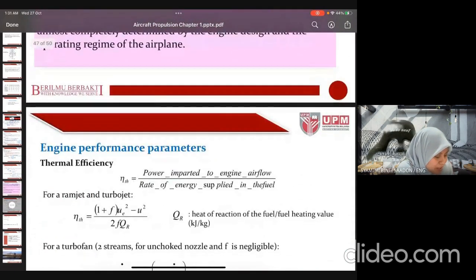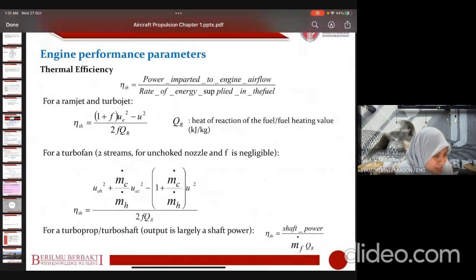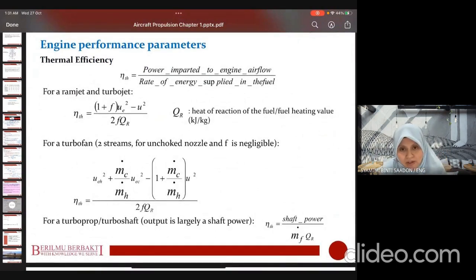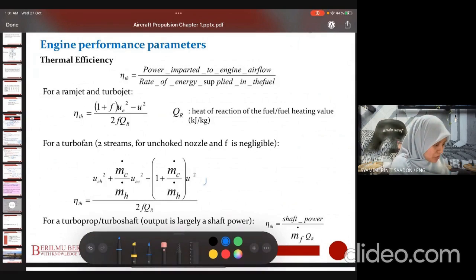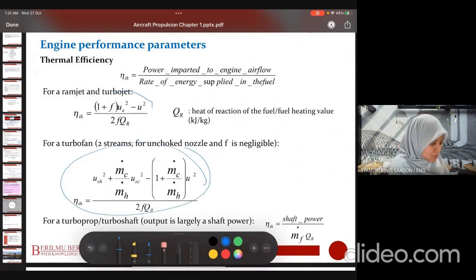Then we also have this extra parameter, thermal efficiency. Thermal efficiency is to evaluate the efficiency of the combustion process, because it is concerned with the thermal energy part, which occurs in the combustion chamber. So we have all those equations for ramjet, turbofan, turboprop. But the common ones that we use are for turbojet here, turbofan here, and also turbojet. The definition is here.